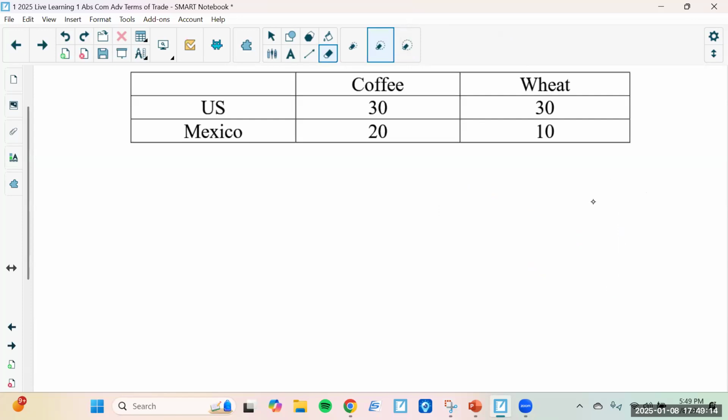So right off the bat, who has the absolute advantage in coffee production? Well, the United States, because they can produce 30, where Mexico can only produce 20. Who has the absolute advantage in wheat production? The United States, because they can produce 30 and Mexico can only produce 10. So should the United States just produce nothing? Should the United States trade with Mexico? And the answer is yes.